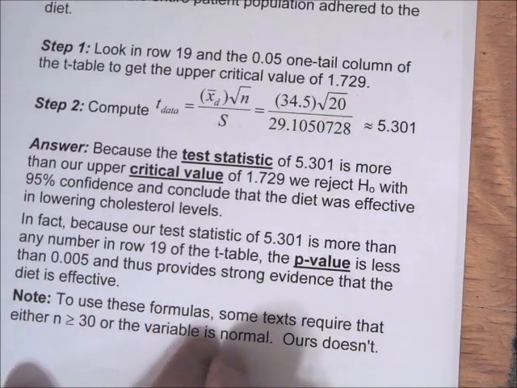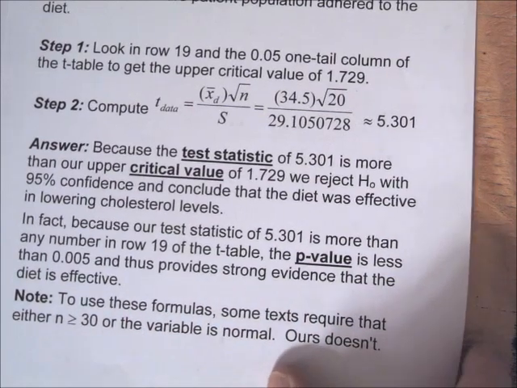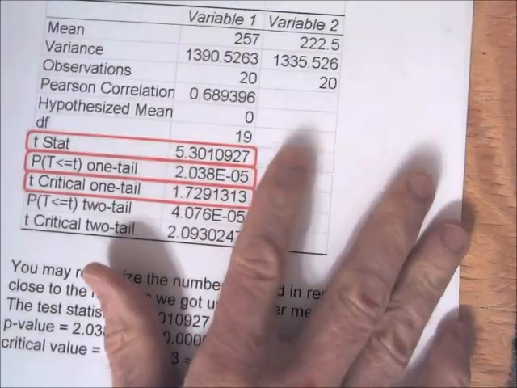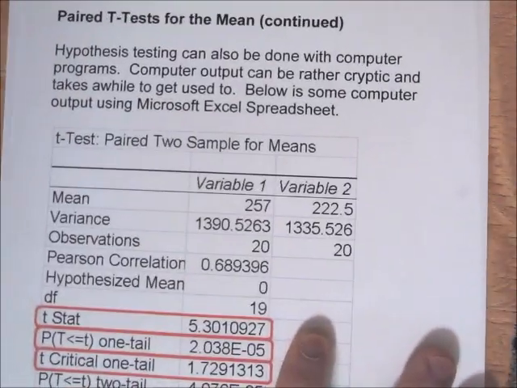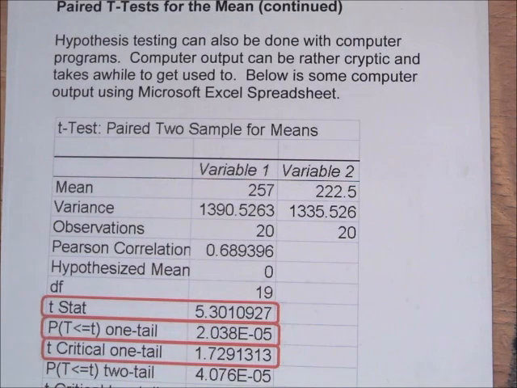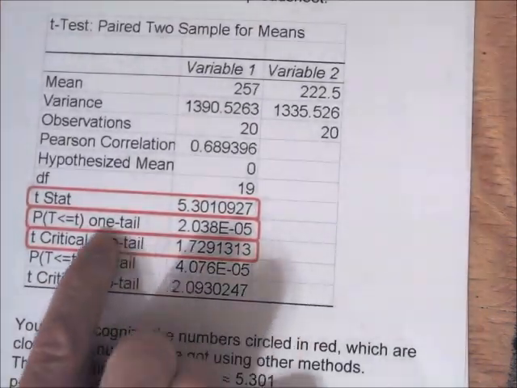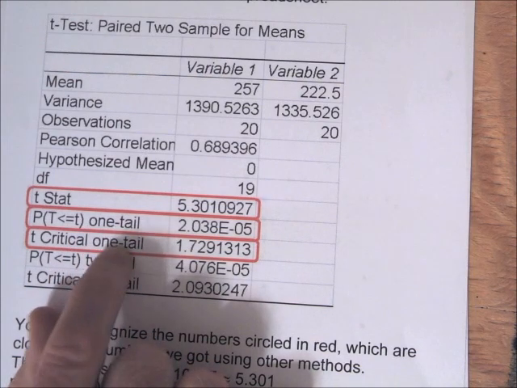If the variable itself is normal, then these numbers will be more accurate. Some of the exercises in WebAssign will give you some computer output and ask you to identify some of the statistics from the computer output. And computer output can be a little bit cryptic, but anyway, it takes a little bit of getting used to.